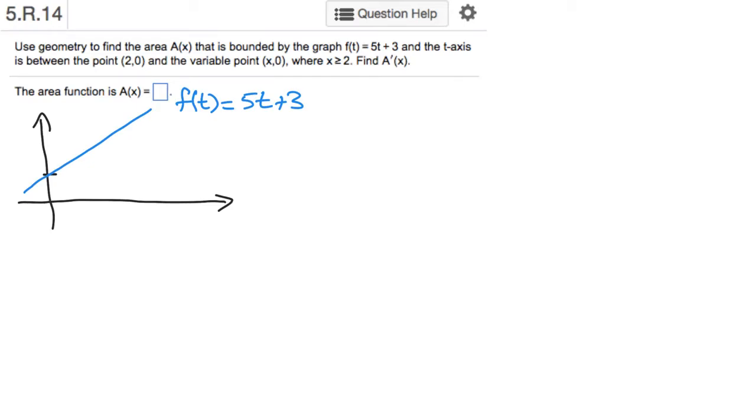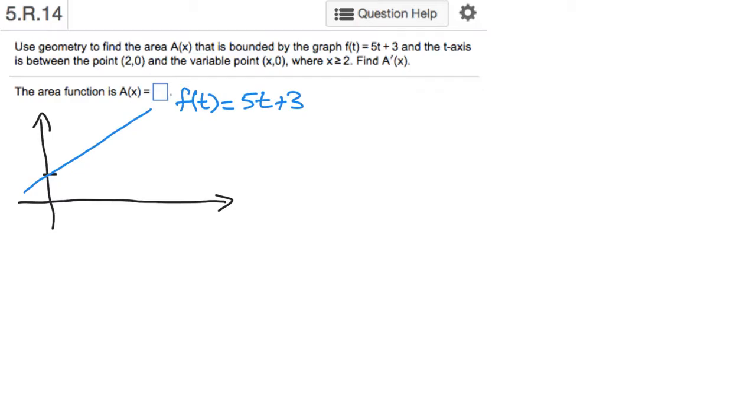Here's a video solution of the third problem on the online problems for the integration review, chapter 5 review. I've already drawn the picture of the graph of the line that's described here, but the question is to set up an area function, which means that we're going to have a region that's described in terms of a variable x, and then we have to find the area of that region.